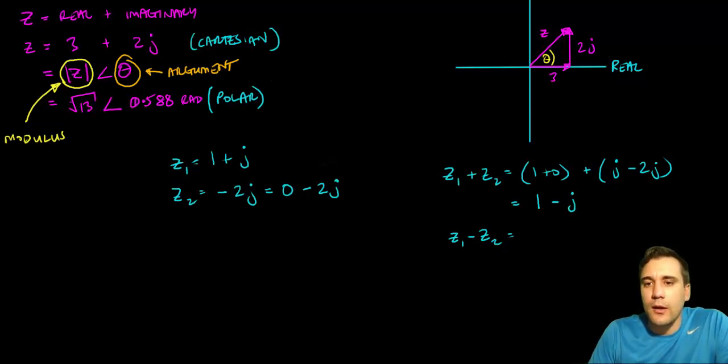Does the same approach apply? Well, in fact it does. It'll just be 1 minus 0, so the real component of z1 minus the real component of z2, plus the imaginary component of z1 minus the imaginary component of z2.